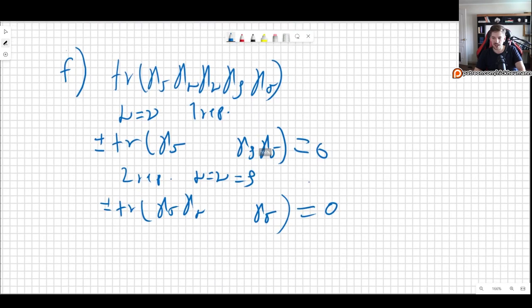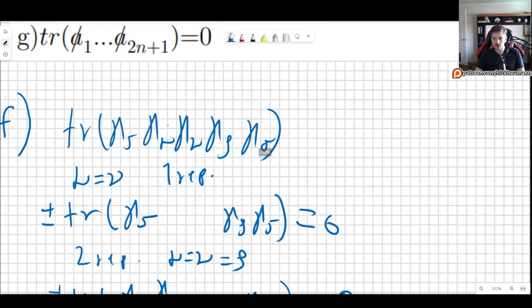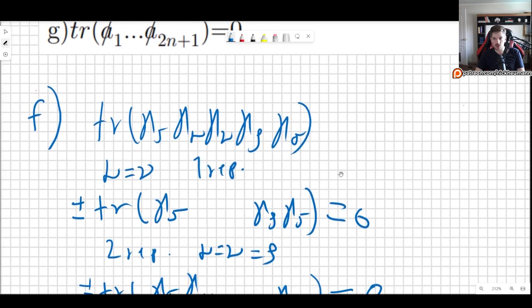And if they are all the same, so three repeated, then we get that this is the trace of gamma 5, gamma mu, gamma mu, gamma mu, gamma mu. So we would get here either plus 1 or minus 1. So in the end, we get plus 1, and we get trace of gamma 5, which is 0. So if there is any repeated index, we get 0. So we need there to be some 0, 1, 2, 3, right? So that's what we need, okay?